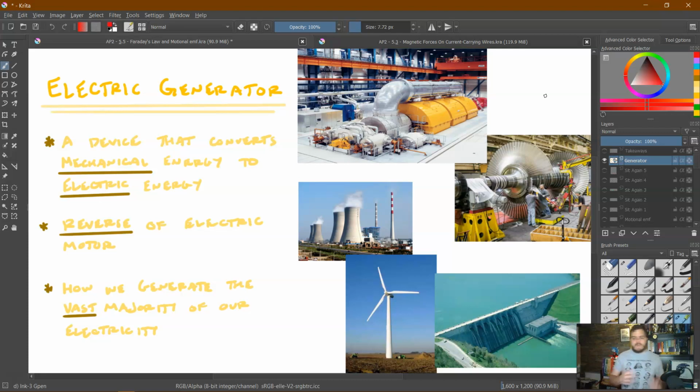Now, this is essentially the reverse of an electric motor. An electric motor took electric energy and converted it to mechanical work. We're now going backwards. We're taking something that's moving and from it deriving a current. Now, an electric generator, a real big turbo generator, looks something like this. You can kind of see that a person's scale would be about that. So these are humongous devices.